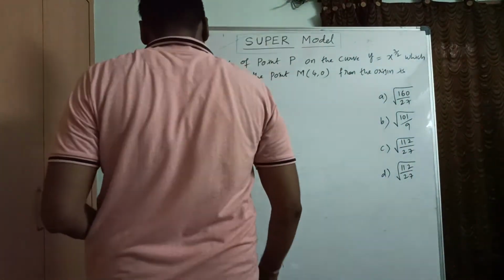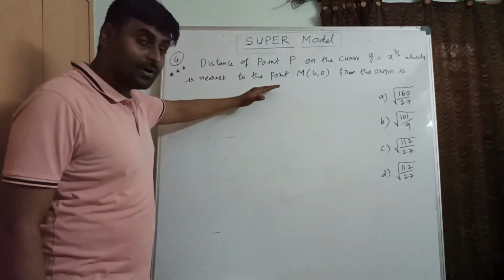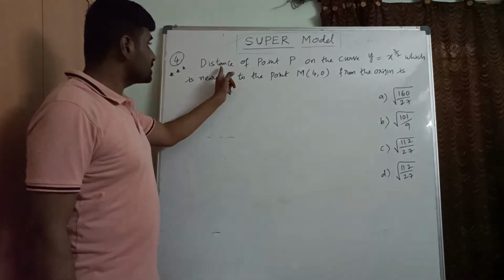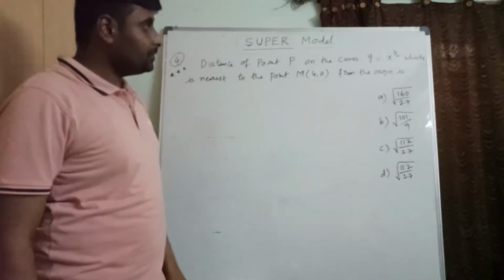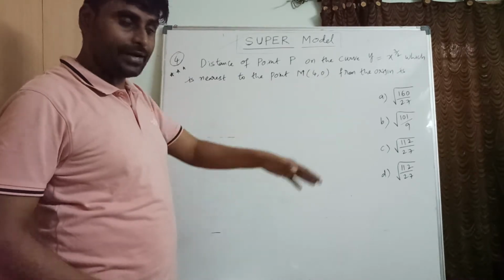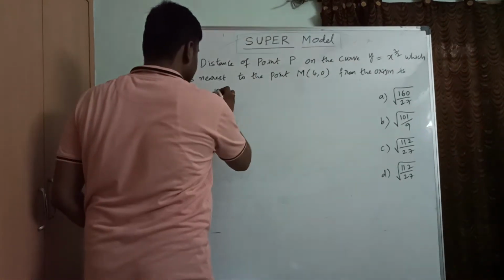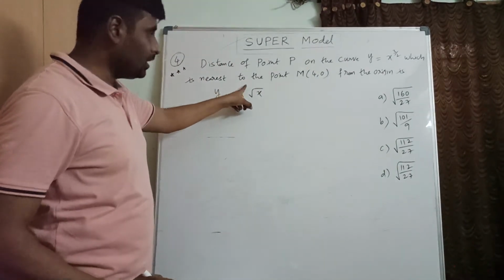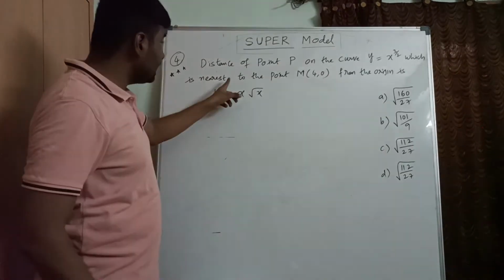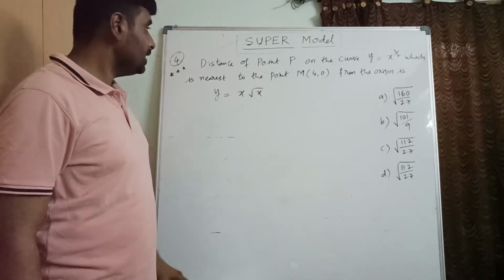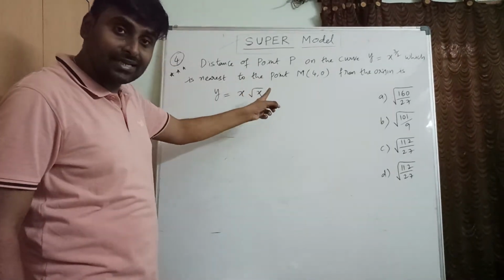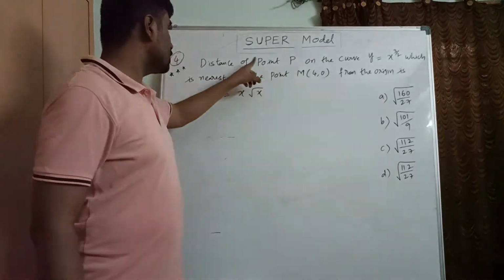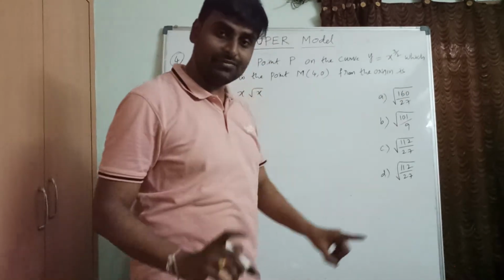Now let us look at this question. This model is very important. This is an expected model. The distance of point P on the curve y equals x power 3 by 2 which is nearest to the point 4 comma 0. Y equals x power 3 by 2 can I write as y equals x root x? Correct or not? x power 1 by 2 times x power 1, 1 plus 1 by 2 is 3 by 2. Whatever point on the curve is nearest to one point on the x-axis, 4 comma 0, for that point we are going to find the distance from the origin.